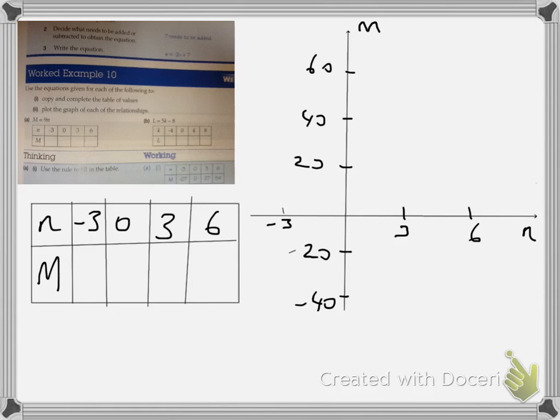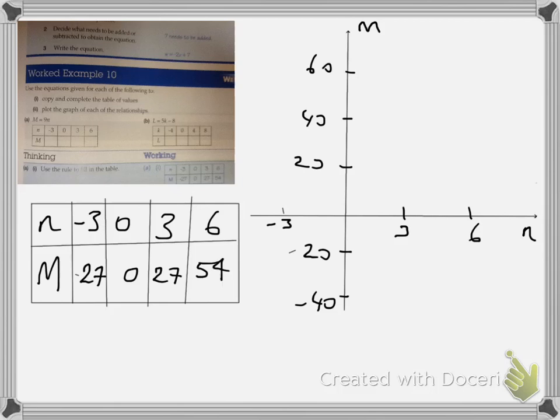So if I had to fill in that particular table, and I've made another copy here so that we can see it, I'll change that to size 1. My n there is -3. I multiply by 9 and I get an answer of -27. I put 0 into my equation, I go 9 times 0 and I get 0. I put +3 into my equation, 9 times 3 gives me +27, and 9 sixes give me 54.